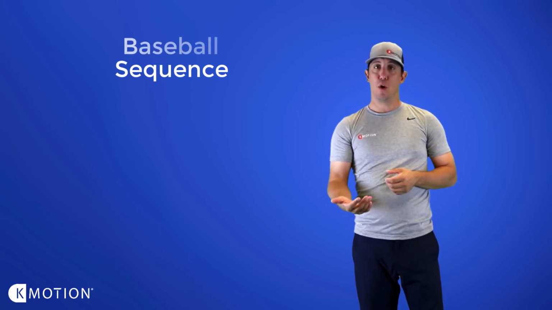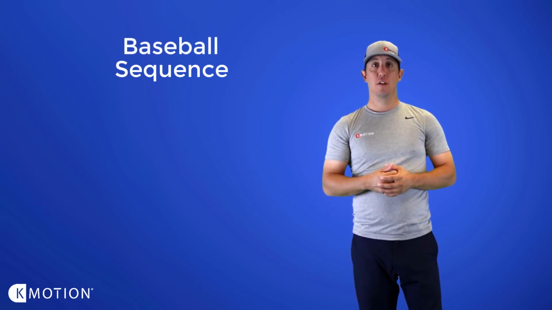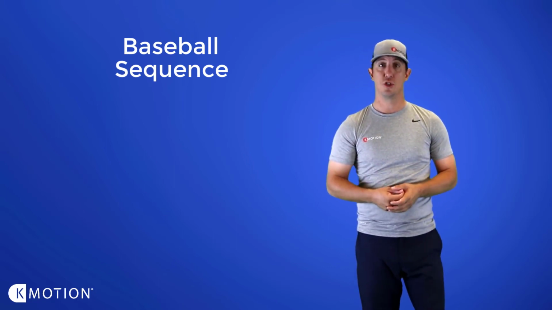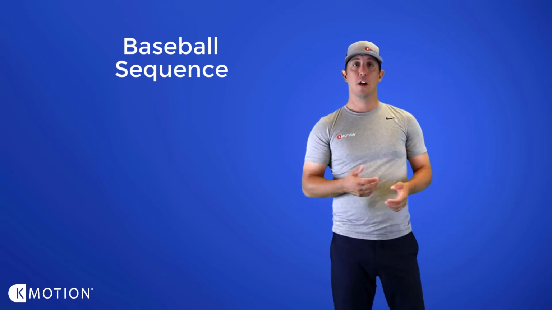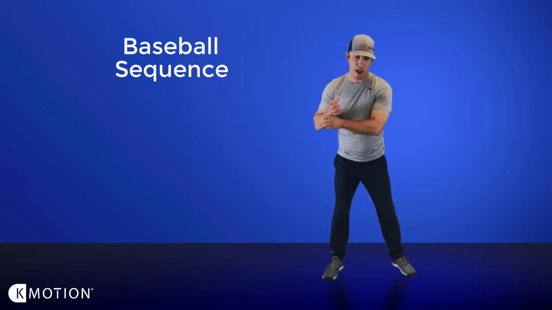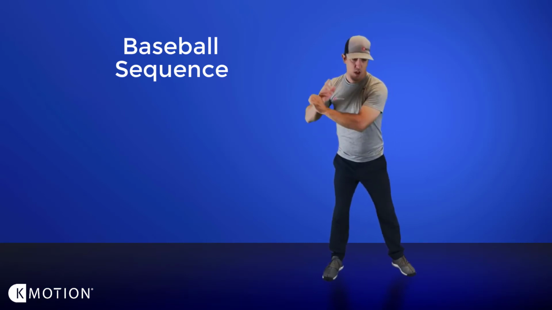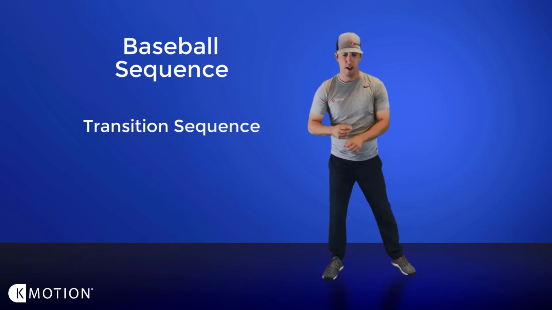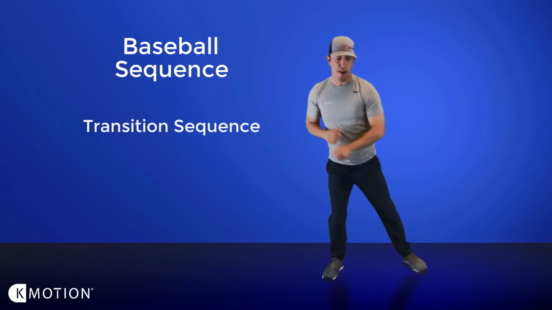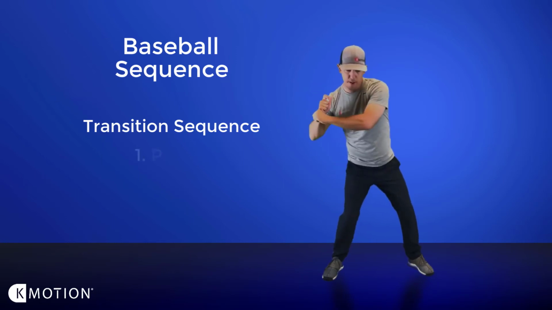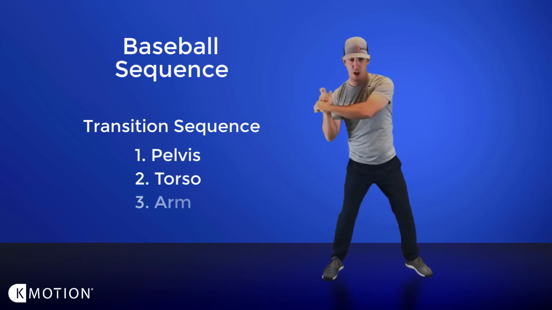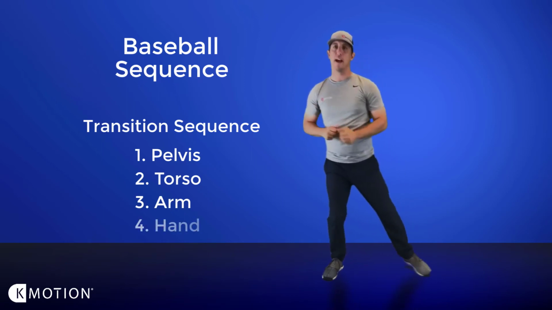But now on the baseball side, we want to see similar sequences, but we just don't have the takeaway sequence. When a hitter in baseball is hitting, we don't have a backswing, obviously. So the first sequence would be the transition sequence that we talked about. As that player's hitting, we want to see the pelvis start to go first, then the torso, then the arm transition, and then finally the hand.